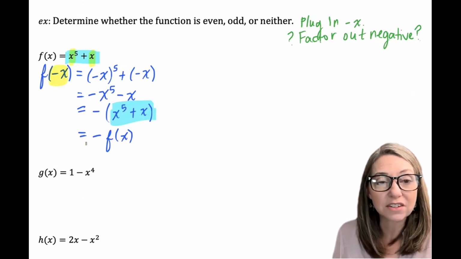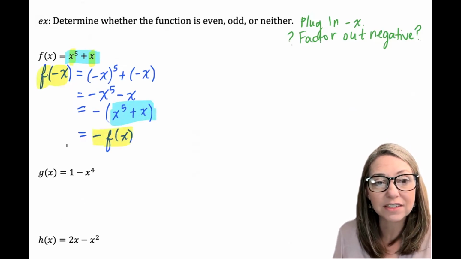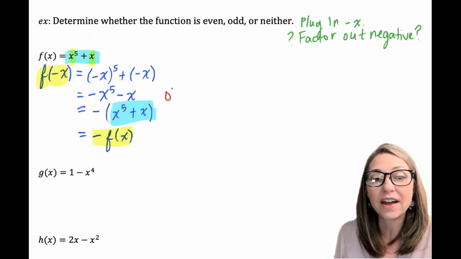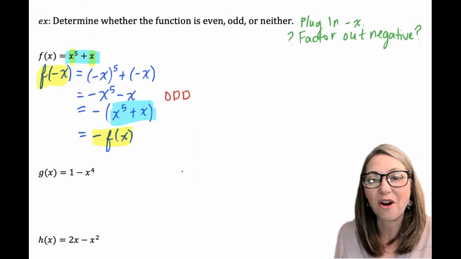So we, in essence, just showed that f of negative x is equal to negative of f of x, which was the definition of an odd function. That is an odd function, okay?